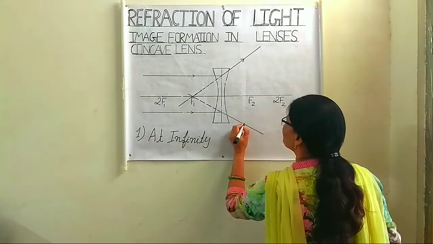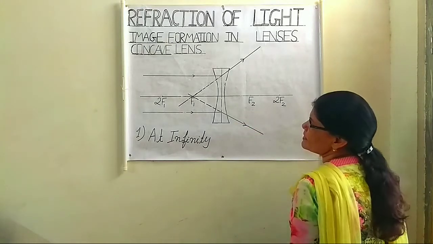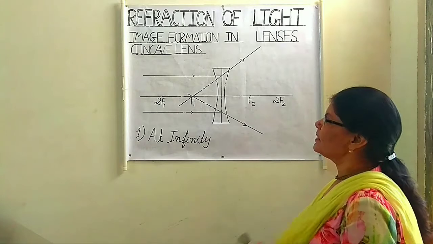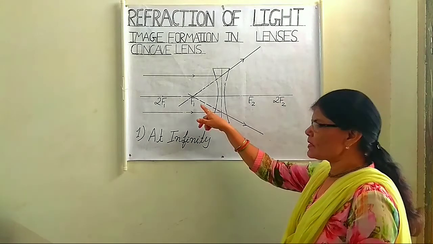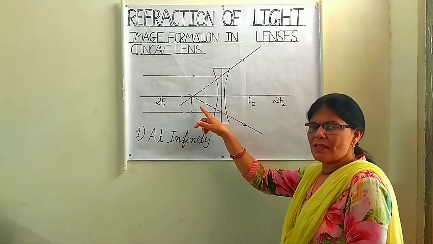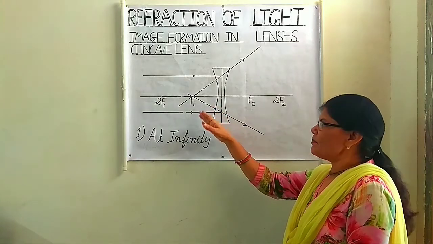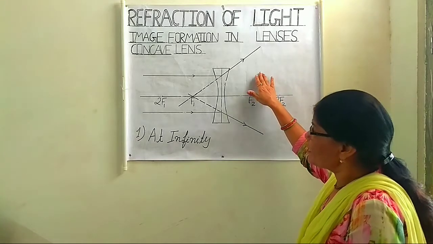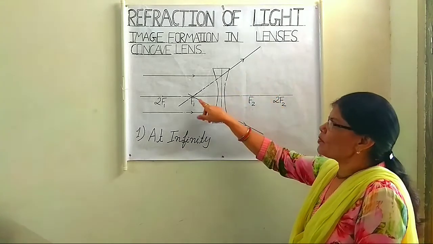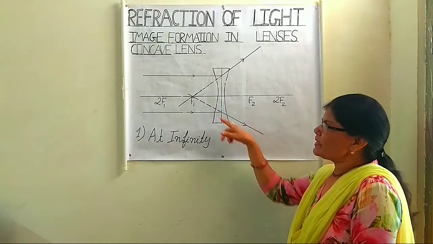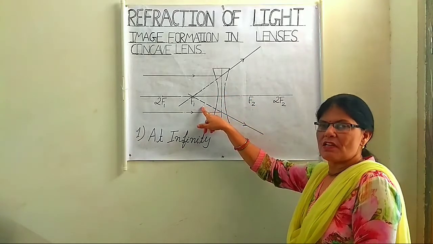So when our object is at infinity, the image formed is at focus, but it is highly diminished, virtual, and erect. And these refracted rays appear to diverge from a point which is the principal focus of a concave lens. So the image formed is highly diminished, virtual, and erect.